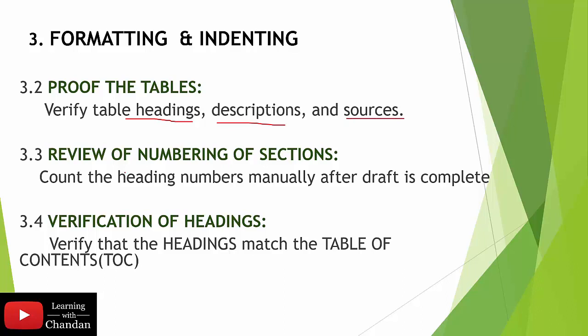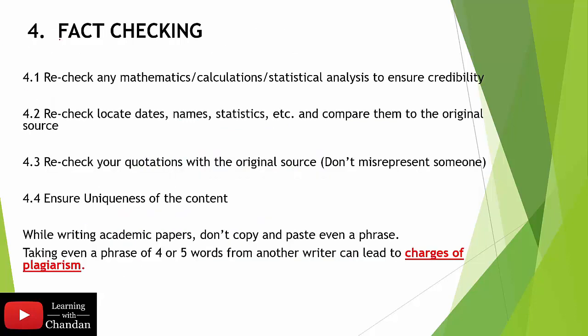Again, it is advisable to count the heading numbers manually after the completion of the draft. At last, you should also verify the headings mentioned in your thesis match the table of contents, which is actually the beginning of your thesis page. The fourth important aspect of general content under proofreading is the fact-checking. After your draft is complete, please revise any mathematical calculation and check for any miscalculation and mistakes.